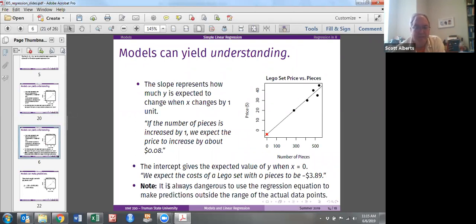Now, this note here on his slide, which is that we try to stay inside of our model, try to stay inside the data that we have to make predictions, is a good idea. So when you make a prediction inside the range of data you have, we call that interpolating, and that's one idea.